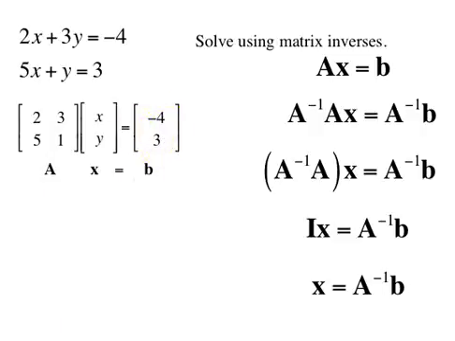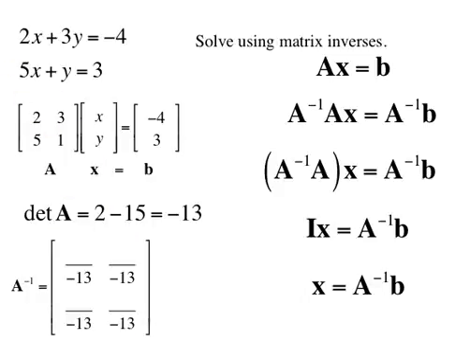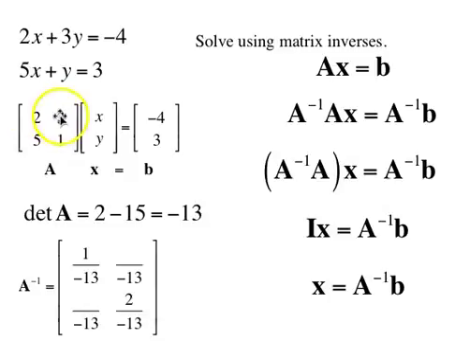So let's do that. Determinant of A: 2 times 1 is 2, 5 times 3 is 15. 2 minus 15 is negative 13. That will be the denominator for A inverse for all 4 slots. Switch the guys on the main diagonal, 2 and 1 switch, 1 up here, 2 down there. And then change the signs of the pieces on the off diagonal. 3 becomes negative 3, 5 becomes negative 5.